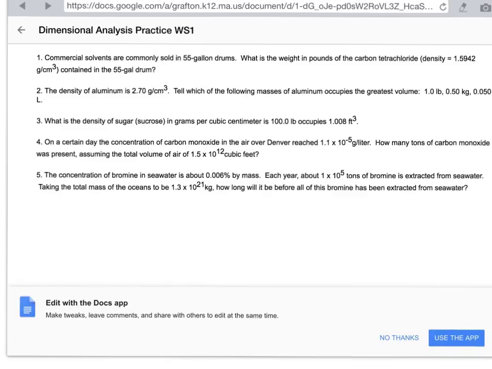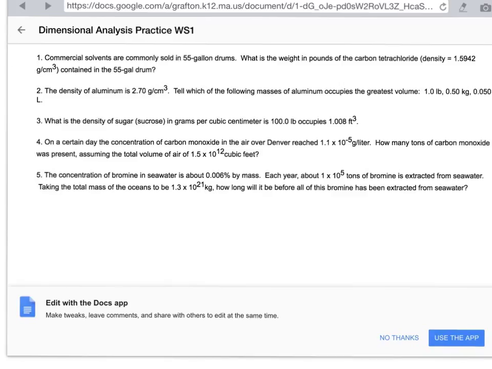And so what we're going to do is we're going to start this question with the total mass of seawater, which is 1.3 times 10 to the 21st kilograms. It's a large number. And then what we're going to do is we're going to convert the kilograms of seawater to kilograms of bromine.